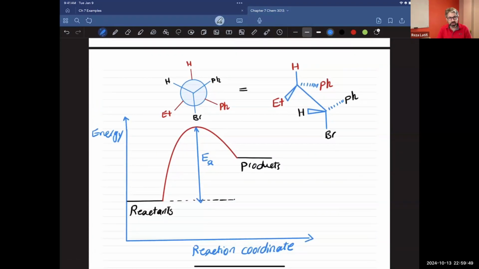Okay, now we have energy versus reaction coordinate, and we started with the reactant, the alkyl halide, and we added a base to it, so plus a base. The base is going to take a hydrogen from the reactant, and this is going to be our base.